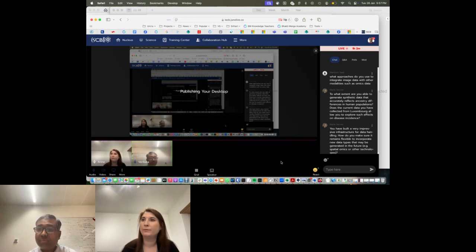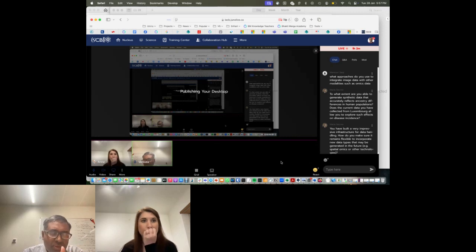For data handling, how do you make sure the tools remain flexible to incorporate new data types that may be generated in the future, for example spatial omics and others? Yes, a very important question. These tools, especially the federated solution, I'm now involved in two. One project I mentioned briefly, the Clinova. The other one is IDIRA, which I couldn't talk about much.